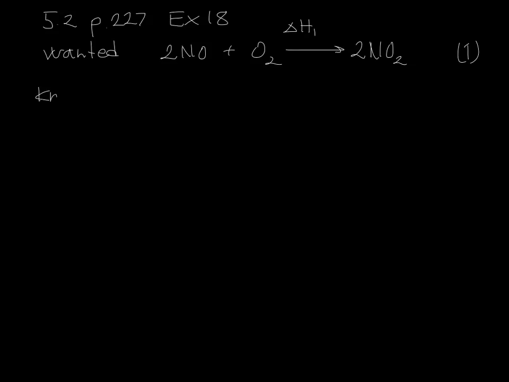And then we know 2 reactions here. We know that nitrogen reacts with oxygen, and you get 2 nitrogen oxide, and the enthalpy change for this reaction is known. So it's 180.5 kilojoule, and I call this reaction number 2.